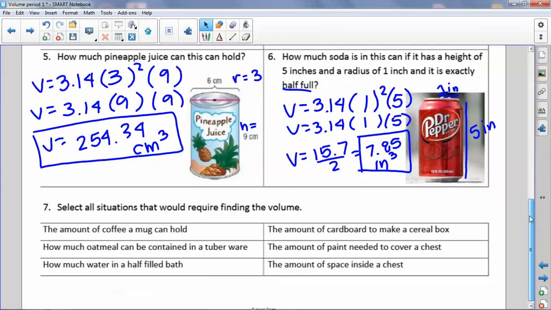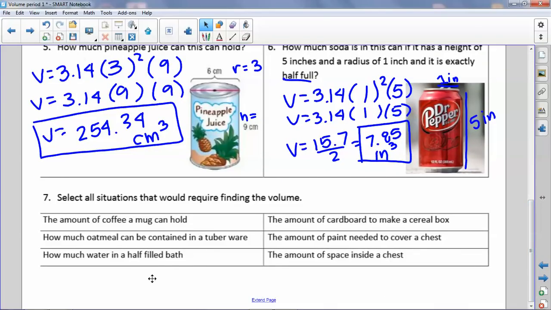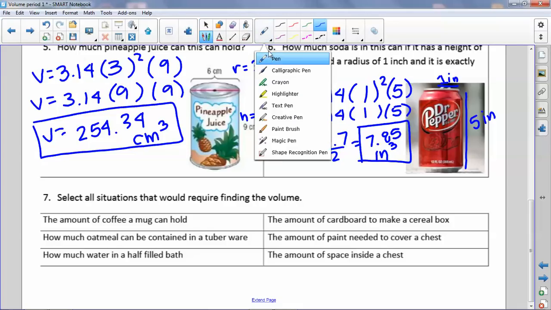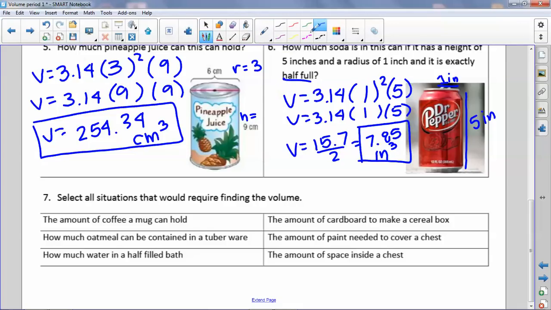So just a few more questions. So at the bottom here, we wanted to select all the situations that would require finding the volume. So we're going to find the volume here. So we are going to see the amount of coffee a mug can hold. So that's trying to ask how much coffee can go inside your mug. So since we're trying to figure out how much it takes to fill it up, that is volume.